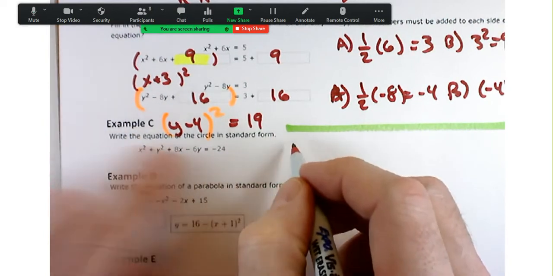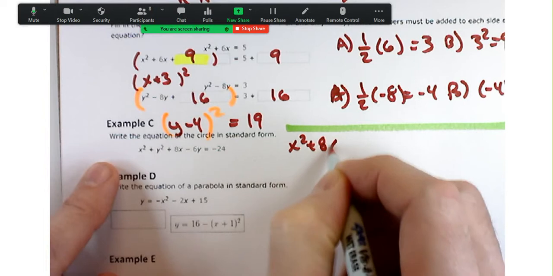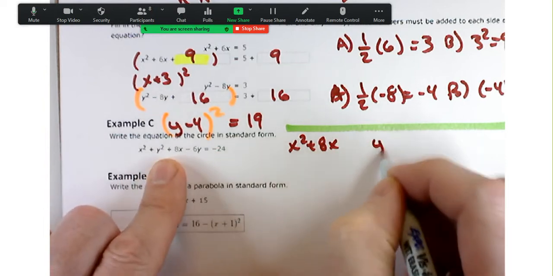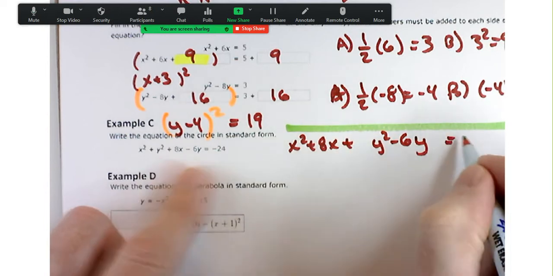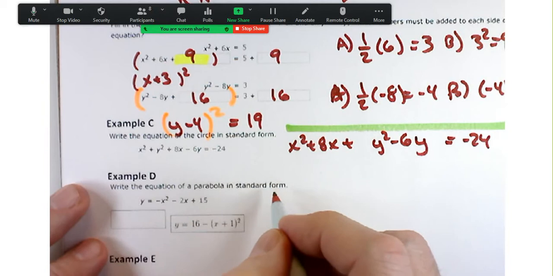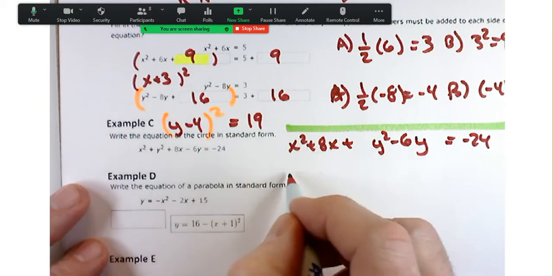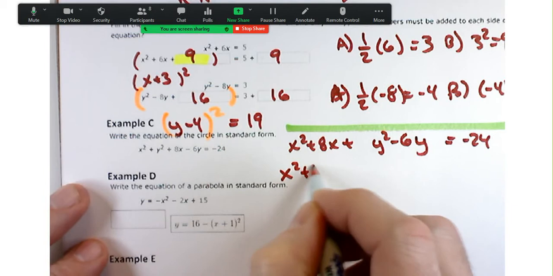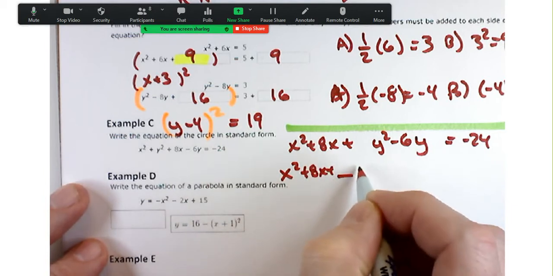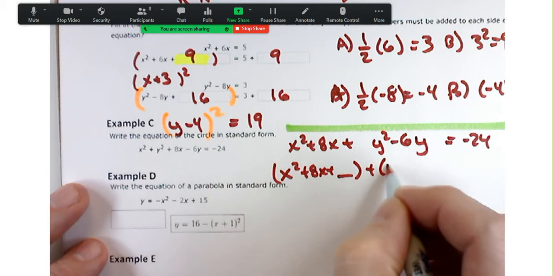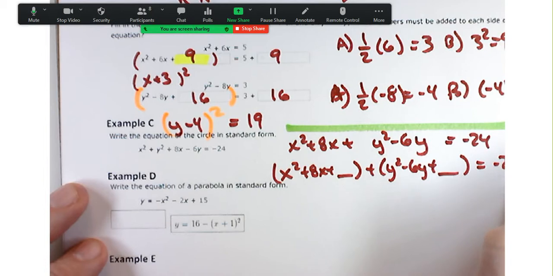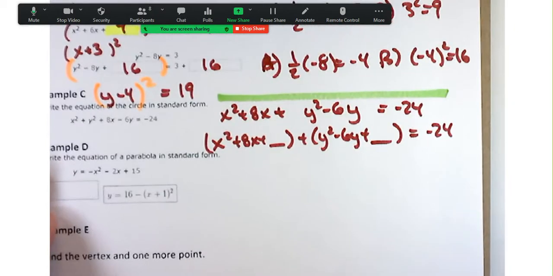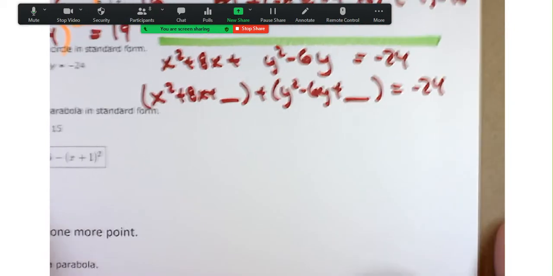Okay, let's bring the x's together. That's going to be x squared plus 8x, and then y squared minus 6y, and that's going to equal negative 24. What I want to do is complete the square on both of these. So I'll write this as x squared plus 8x plus something, plus y squared minus 6y plus, again, something, equals negative 24. And then we're going to have to add a couple things to that when we figure out how to complete the square here. So let's take stock of what we got here.